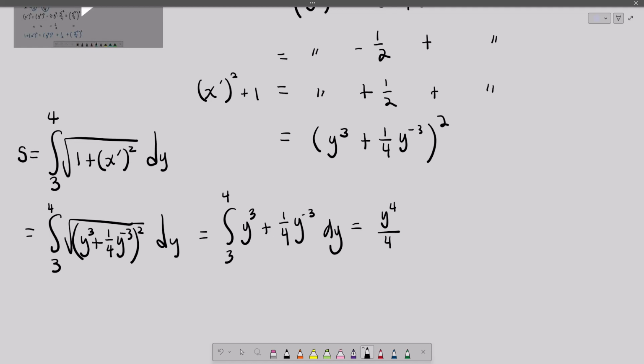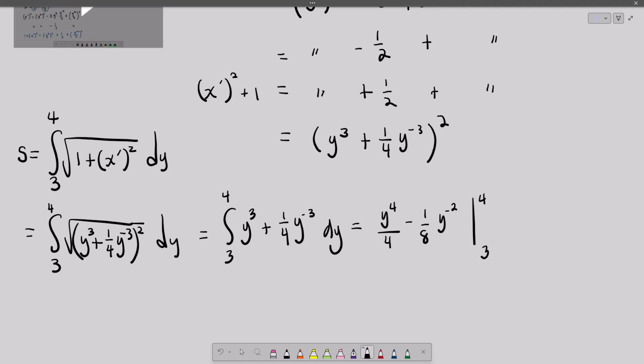So here we're going to add 1 to the exponent. It's a negative number, so when you add 1, it becomes less negative. So we're going to get y to the negative 2 divided by negative 2, so that's going to become negative 1/8 in front, 3 to 4.